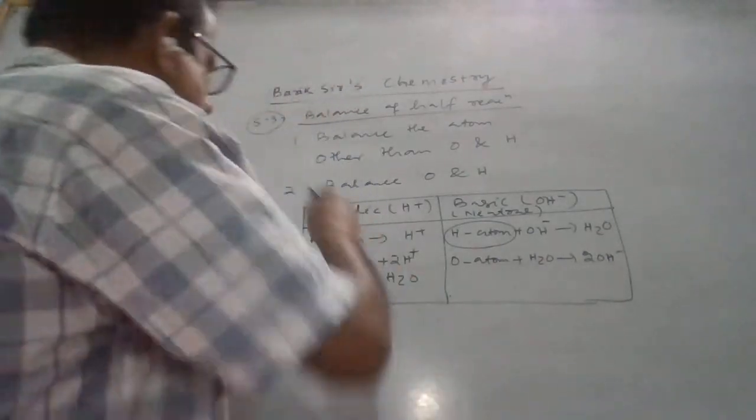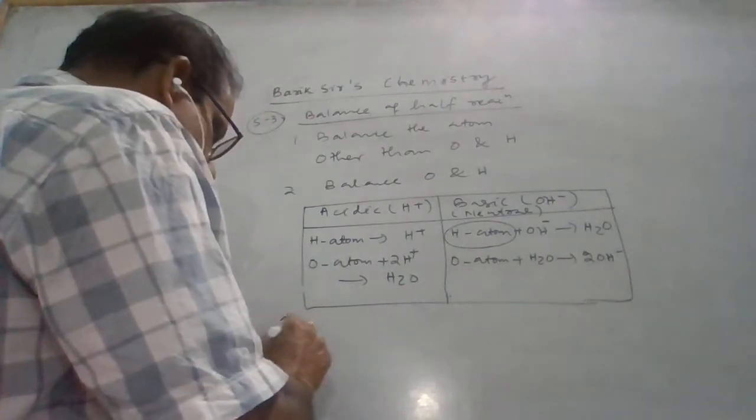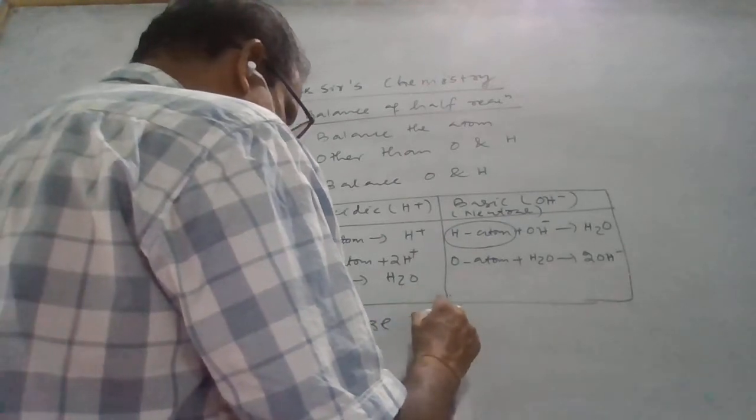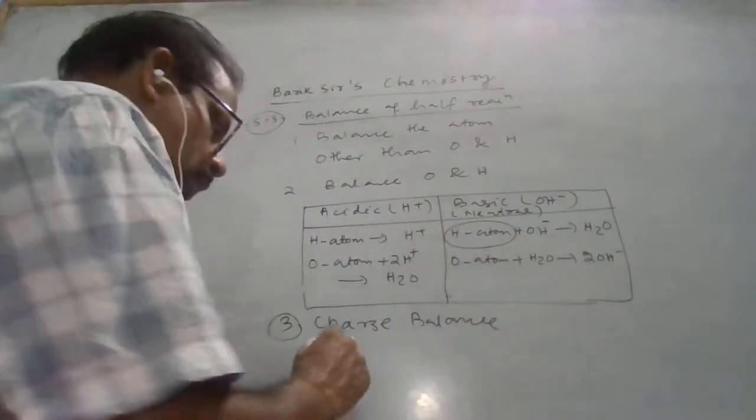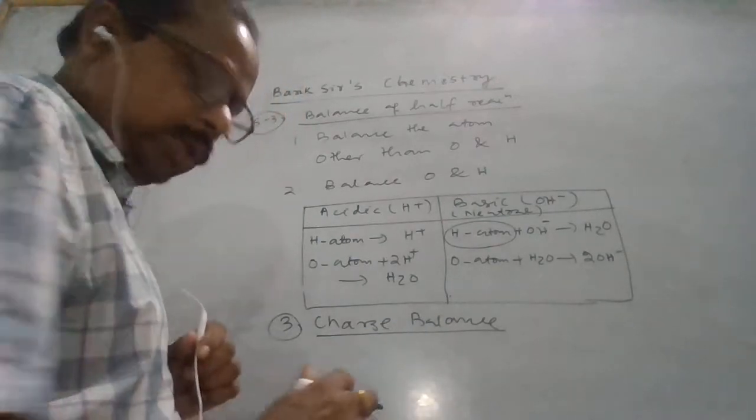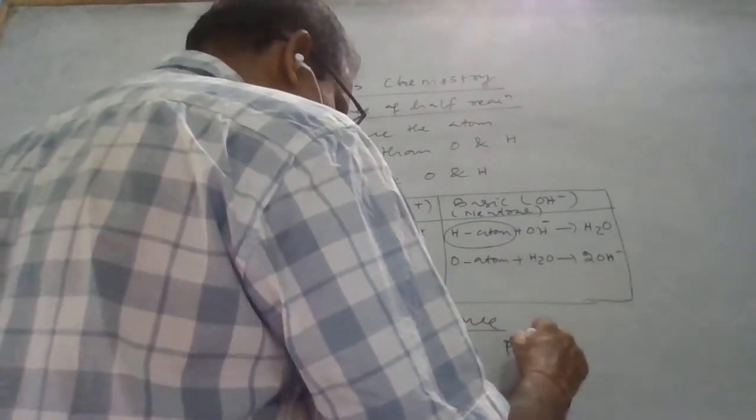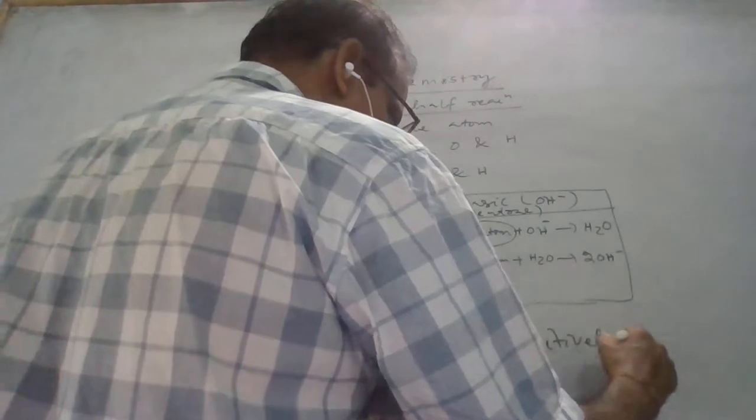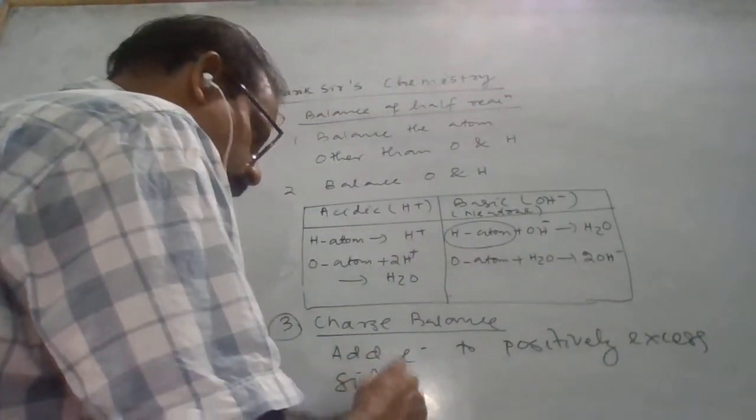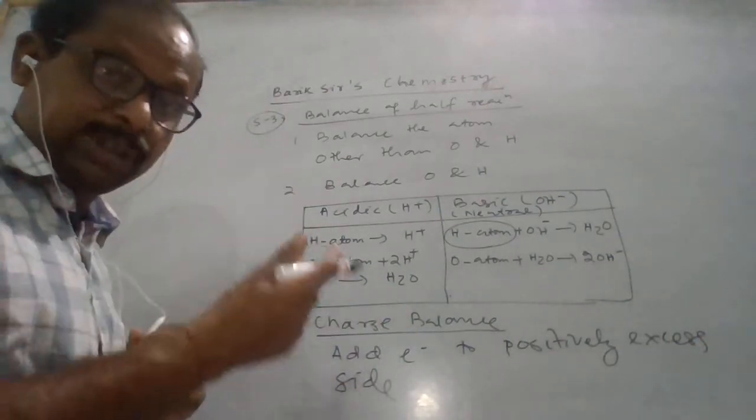So step 1 and 2 are concerned about the material balance, atom balance. Then step 3, the charge balance. How is the charge balance possible? For the charge balance, you have to add electron to the positively excess side. The side which contains more positive charge, you have to add electron. For one positive charge, you have to add one electron.